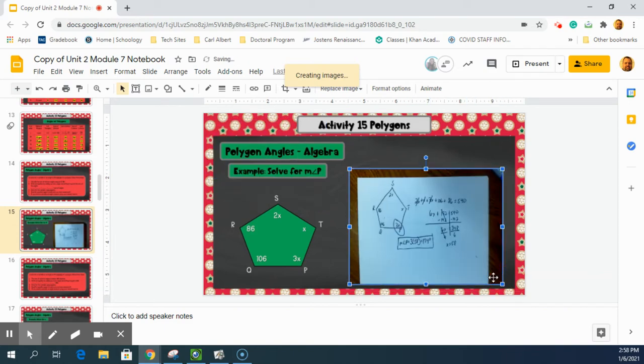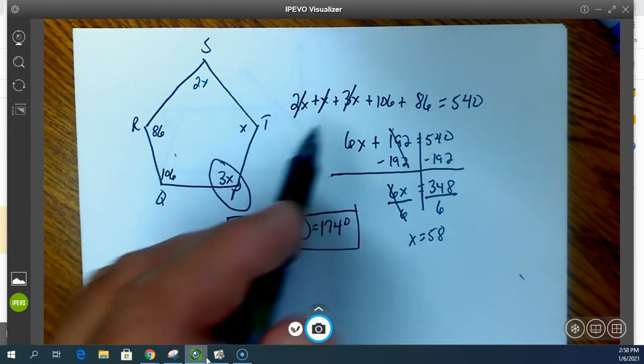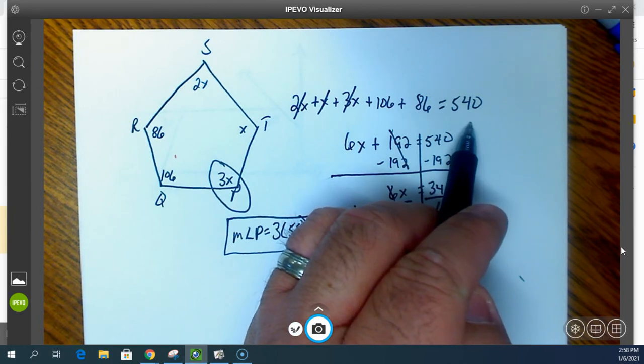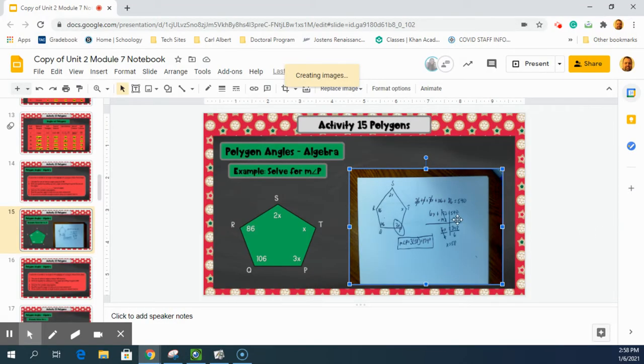Now, the biggest mistake I see people making is they go back and look at the example. They do the adding correctly. They add all of these up correctly, but no matter what the polygon is, they still put 540 because that's what is in the notes. The only reason we put 540 was because it was a pentagon. Again, if this shape changes to a different amount of sides, we change that 540. So keep that in mind.